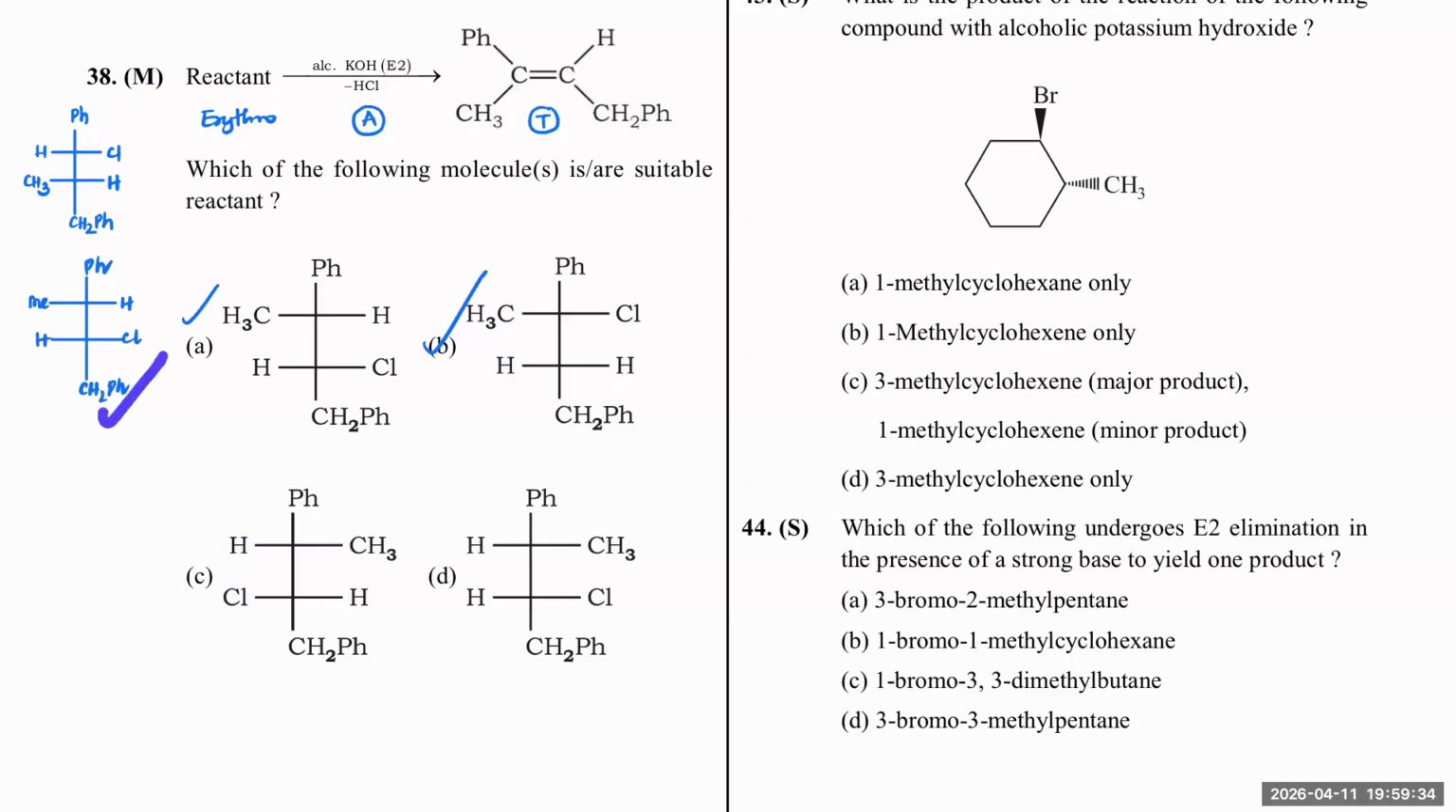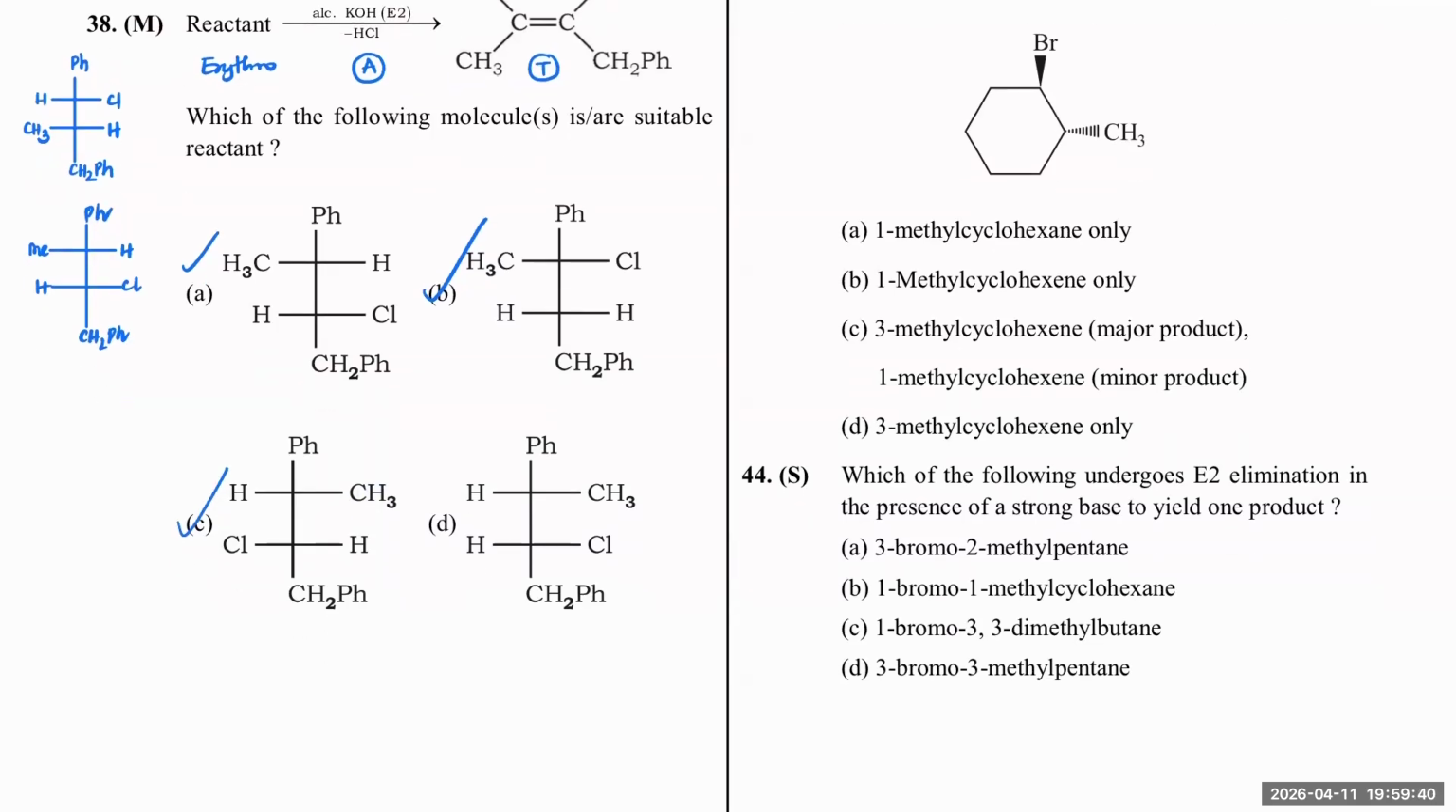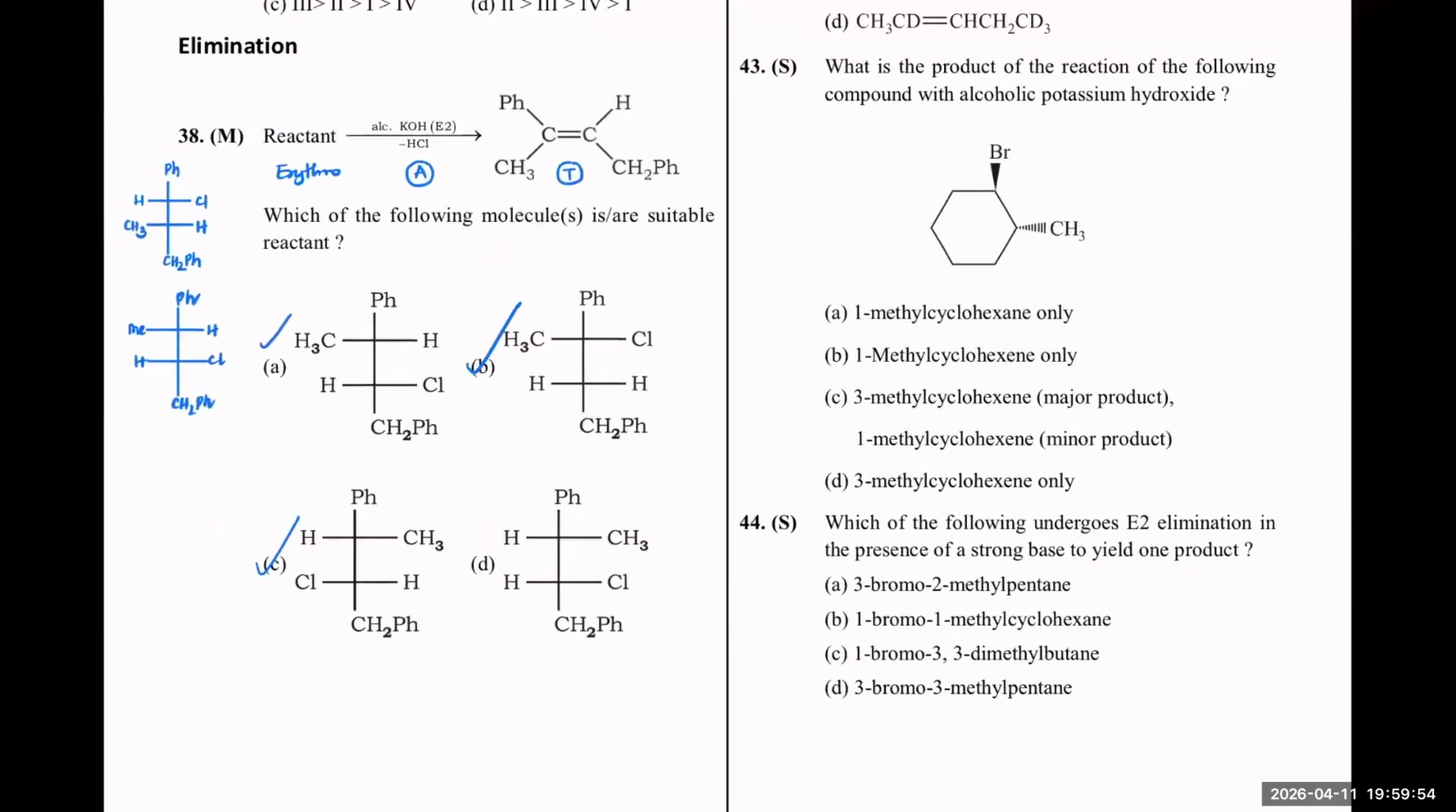That is the same as this one, just the isomeric form of it. That's it. Okay. This one is not matching because chlorine and hydrogen are on the opposite side here, which means while performing anti-elimination, you will get cis as a product. Okay. So A, B, C, all of them will give this product.